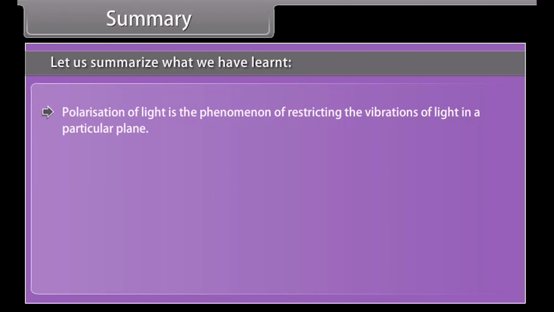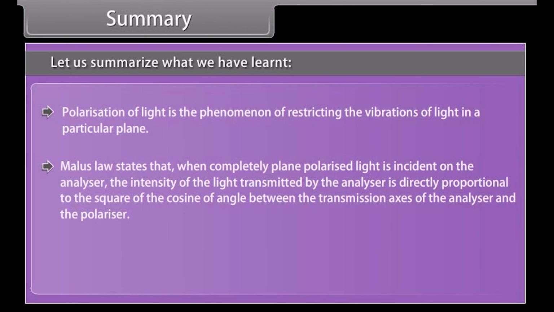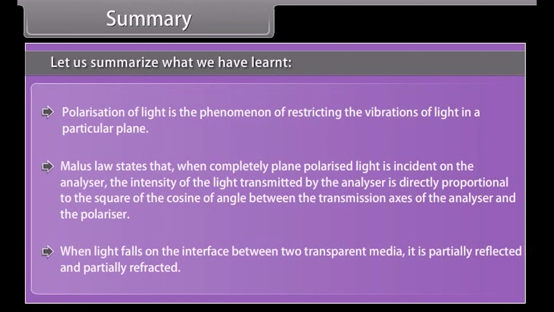Polarization of light is the phenomenon of restricting the vibrations of light in a particular plane. Malus' law states that when completely plane polarized light is incident on the analyzer, the intensity of the light transmitted by the analyzer is directly proportional to the square of the cosine of the angle between the transmission axes of the analyzer and the polarizer. When light falls on the interface between two transparent media, it is partially reflected and partially refracted.